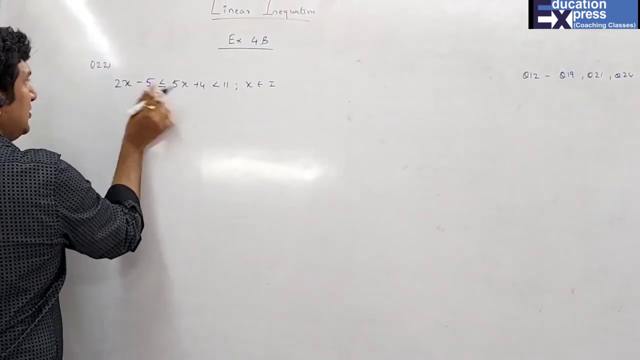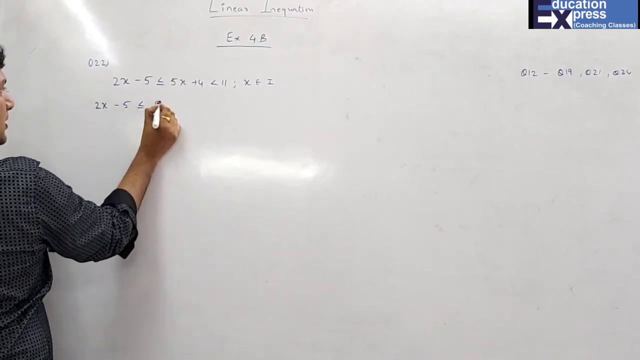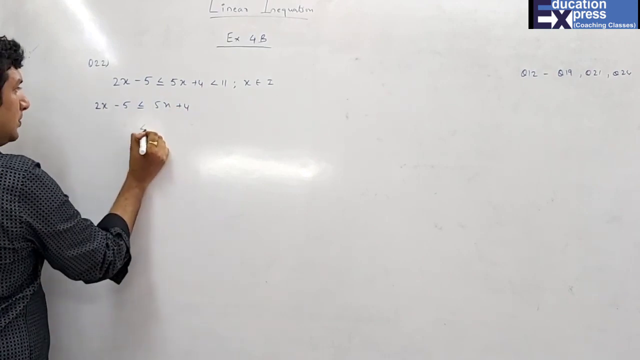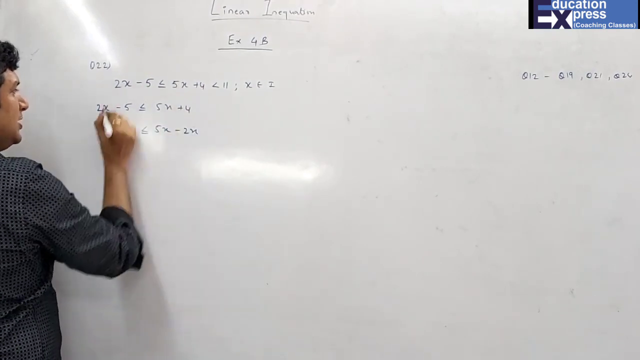So first I will just take this: 2x minus 5 and 5x plus 4. So 5x plus 2x will come here, minus 2x, minus 4 will come here.